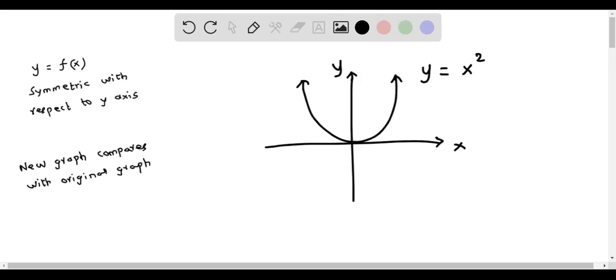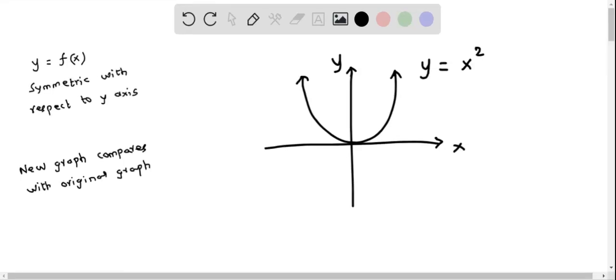In this question, we are given that the graph of y equals f of x is symmetric with respect to the y-axis, and it is also reflected across the y-axis. We then have to compare the new graph with the original graph.